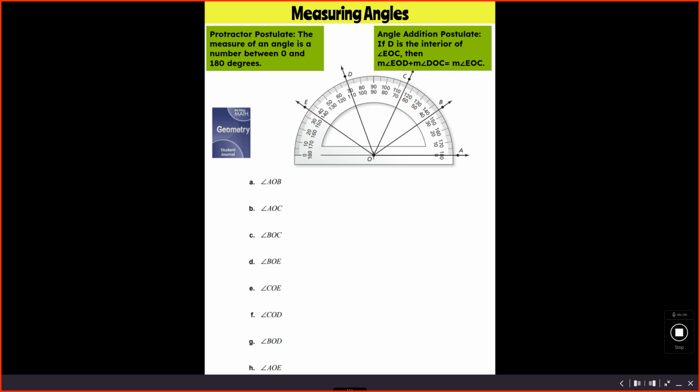Okay, on page 22, you will see a big picture of a protractor. Now, what does a protractor do? It's like a ruler for angles. It tells you how wide or narrow an angle is. If you can please copy the big ones on that page, that would be nice. The first one is called protractor postulate. What is a postulate? A postulate is something that we just accept without proof.